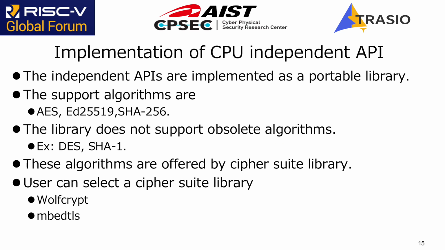CPU-independent APIs are crypto-related. They are implemented as a portable library. The supported algorithms are AES, Ed25519, and SHA-256. However, the library does not support obsolete algorithms, for example, DES or SHA-1. These algorithms are offered by the cipher suite library. In the current implementation, the user can select one of two cipher suite libraries, either wolfCrypt or Embed TLS.